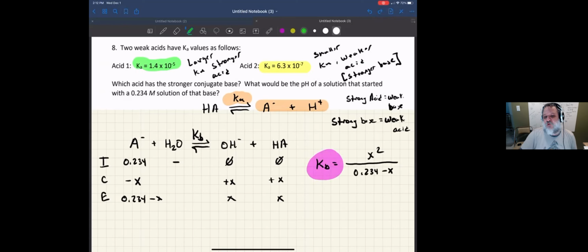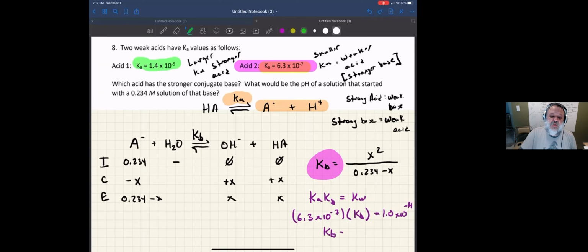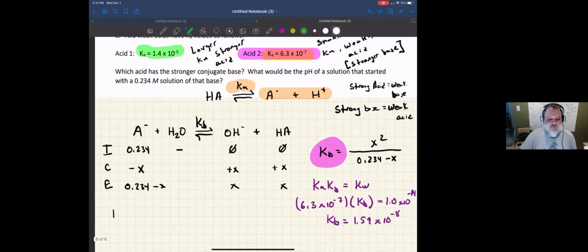The problem is, what about Kb? I'm only given Kas. And so you need another expression, and this is something you probably have to memorize. You have to memorize that Ka times Kb equals Kw for any particular conjugate acid-conjugate base pair. And so that means that 6.3 times 10 to the negative 7th times Kb equals 1.0 times 10 to the negative 14th. And so for Kb, I get 1.59 times 10 to the negative 8th.